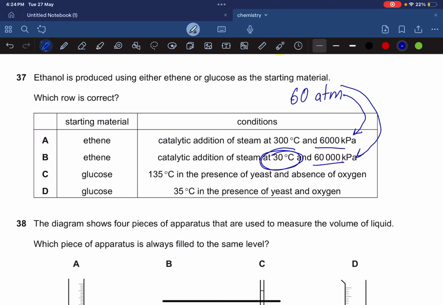6,000. But remember that 1 atm equals 100 kilopascals, not 1,000. Learn this, that 1 atm is equal to 100 kilopascals. That might help you, that 60 atm equals 6,000 kilopascals. So this one's correct, I guess. A is correct. Okay, 135, that's incorrect. 35, in the presence of yeast and oxygen, use anaerobic conditions, you cannot have oxygen.